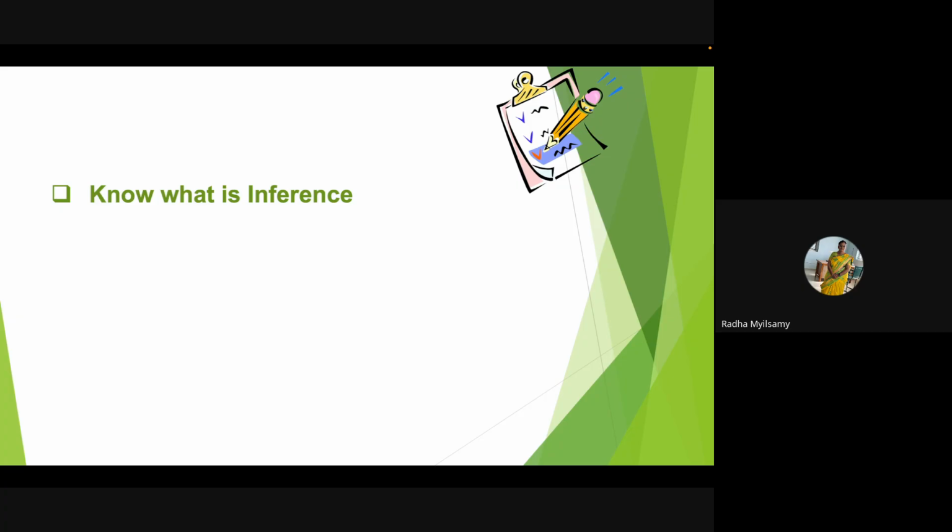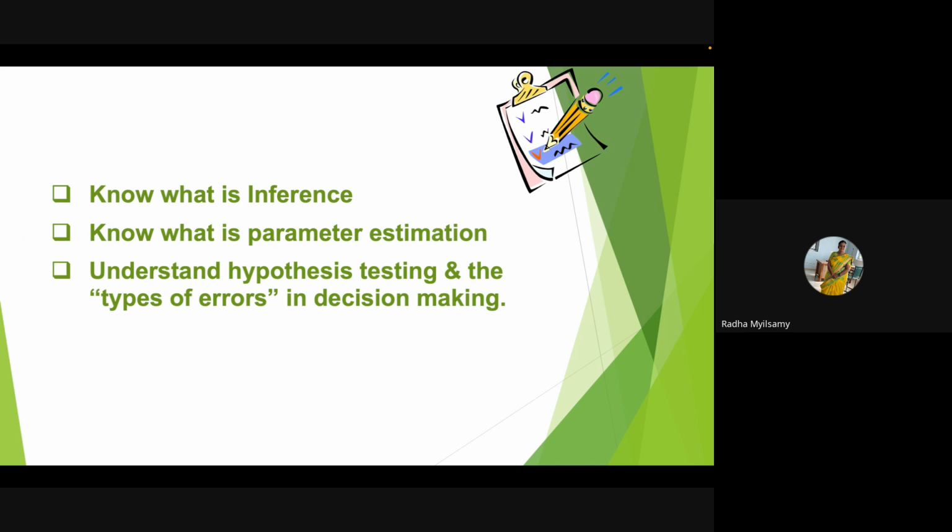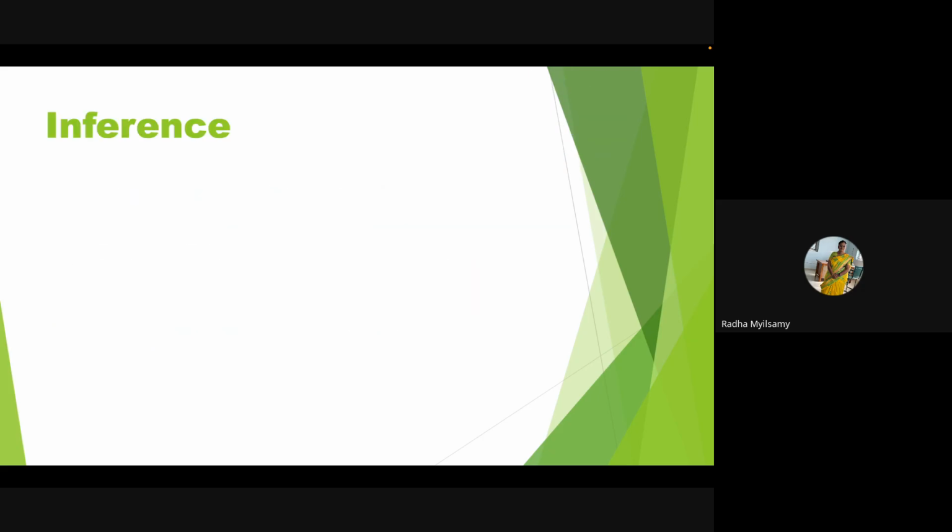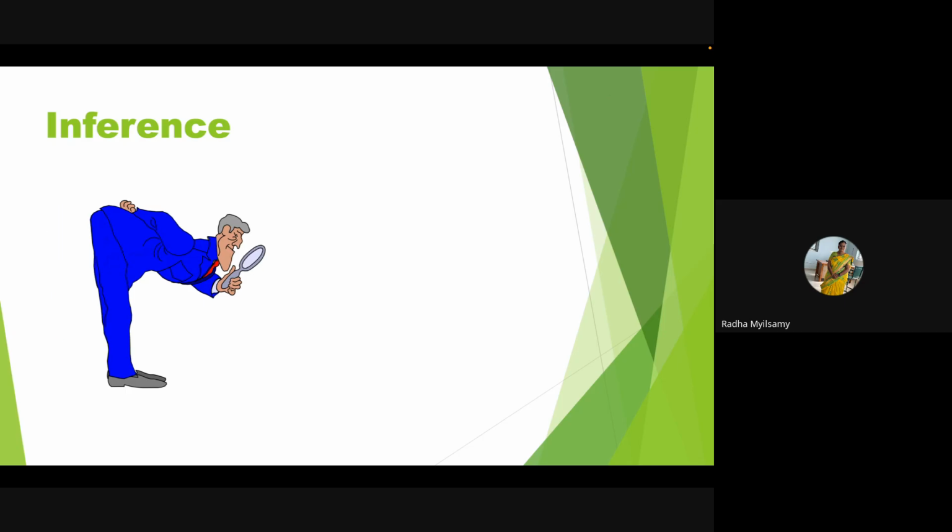In this, we are going to know what this inference is, and within that we are going to see what parameter estimation is and what hypothesis testing is. Within that, we are going to see what types of errors are available when making the decision, and what the alpha level is. It is not A, it is alpha level. Right? What is inferential statistics?